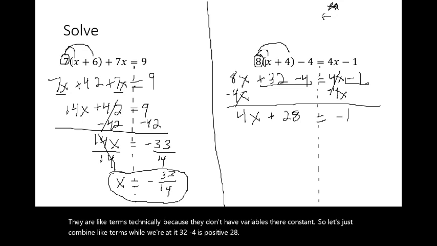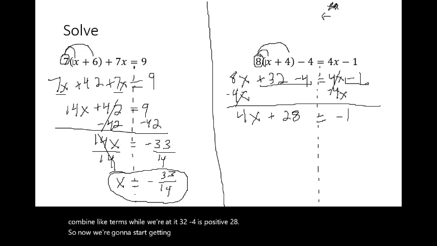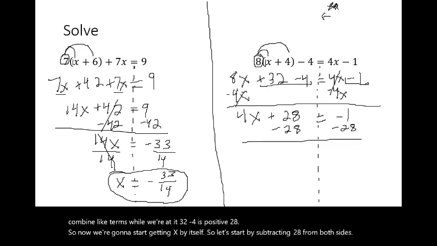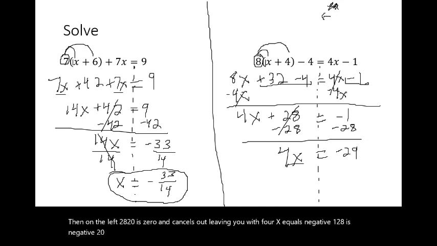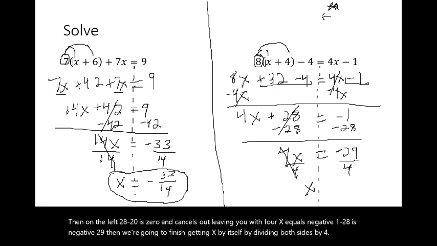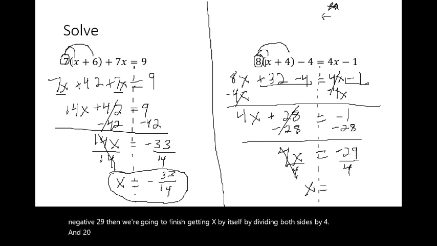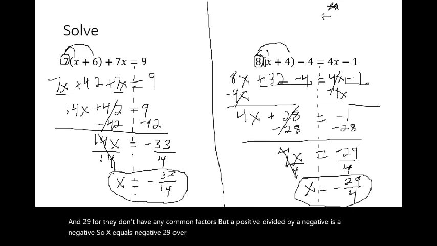So now we're going to start getting x by itself. So let's start by subtracting 28 from both sides. And then on the left, 28 minus 28 is 0 and cancels out, leaving you with 4x, equals negative 1 minus 28 is negative 29. Then we're going to finish getting x by itself by dividing both sides by 4. And 29 and 4 don't have any common factors, but a positive divided by a negative is a negative. So x equals negative 29 over 4 will be your final answer.